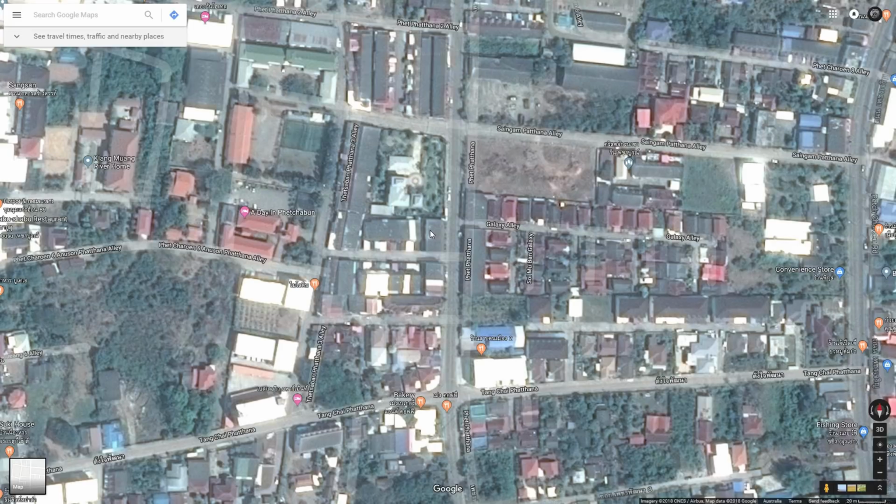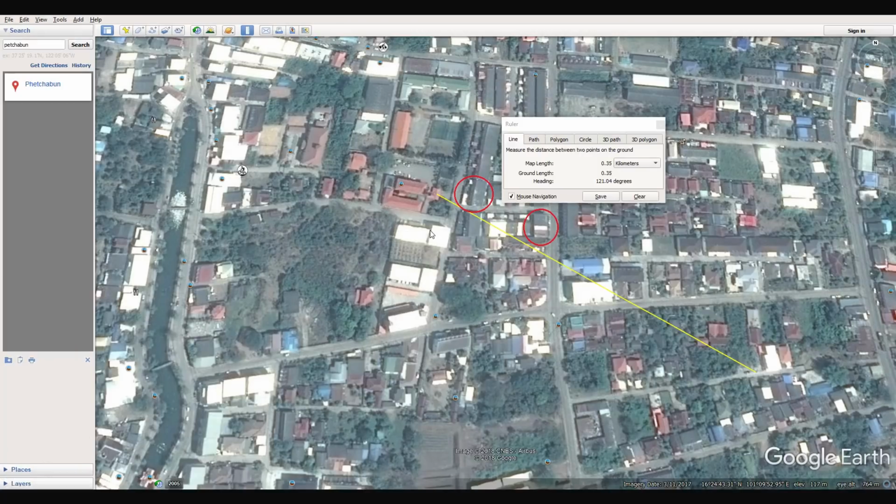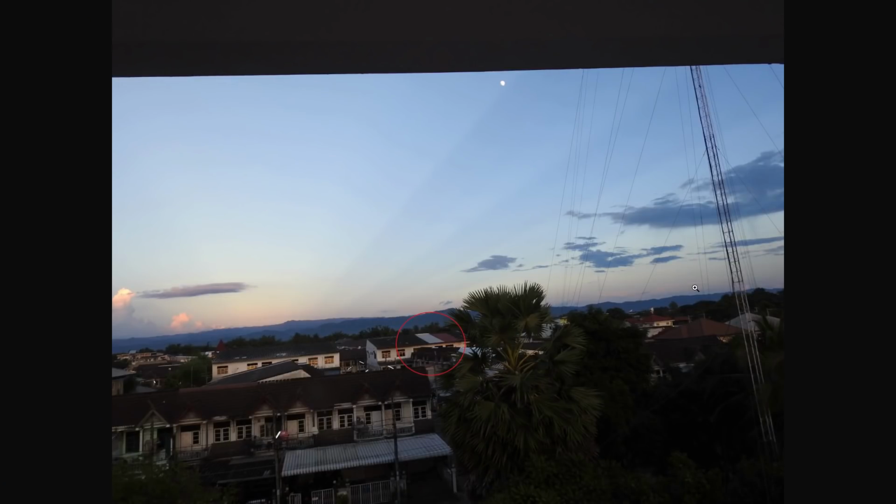So if we go back to the other picture, there's my 121 degrees, and there's those two buildings. I think that's pretty good. Look at that. I think that's pretty good. That's pretty close.